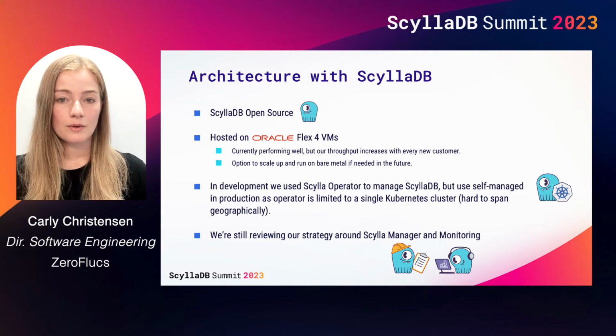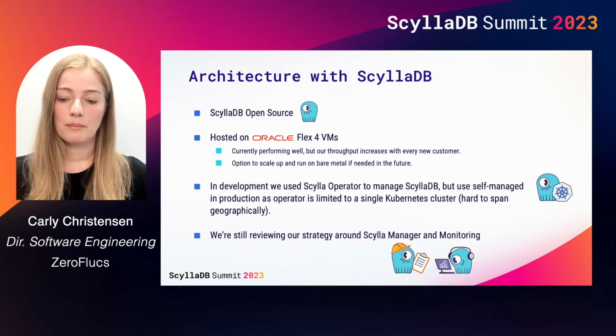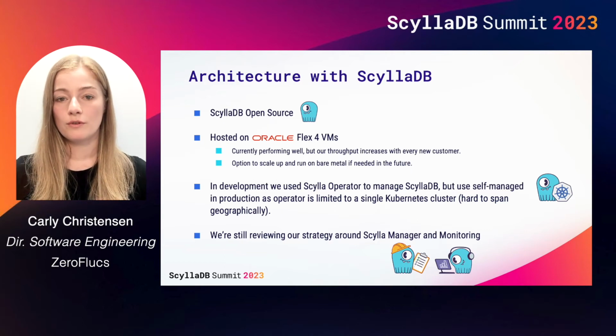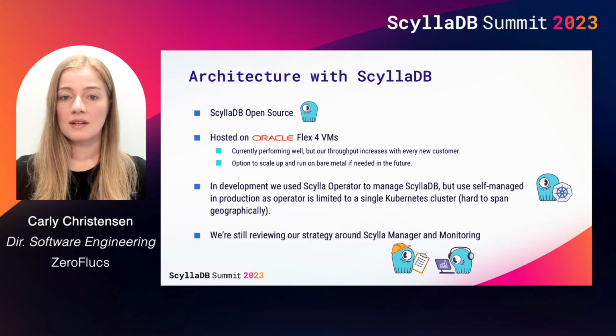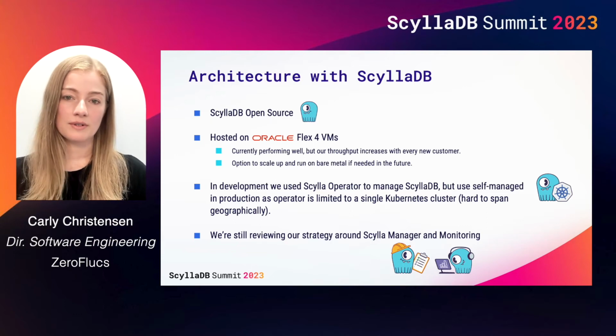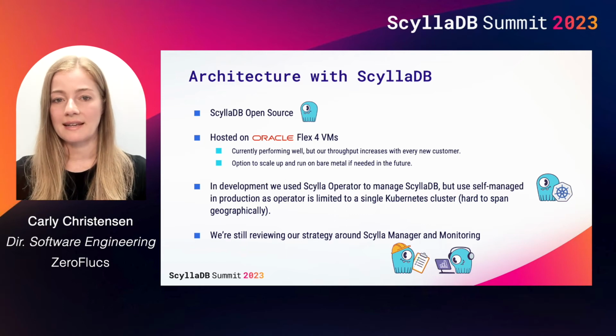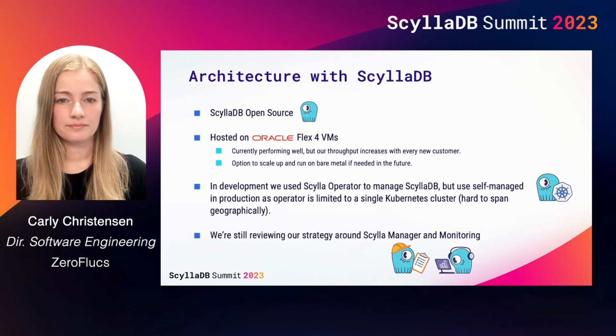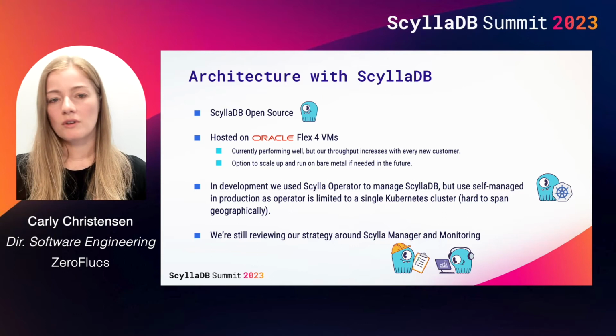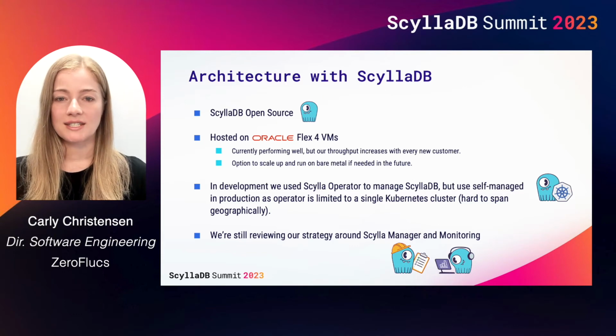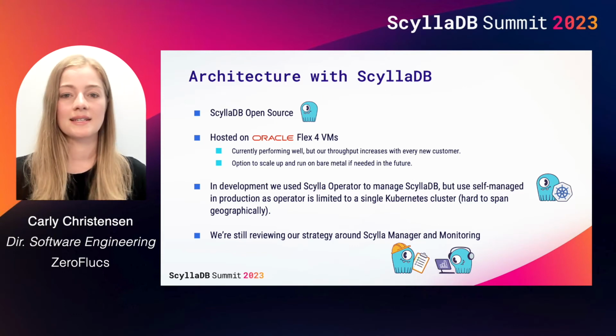In development, we use Scylla Operator, but for production, we've moved to self-managed because Scylla Operator only supports a single Kubernetes cluster, so that made it a bit difficult to scale out geographically. We're also still reviewing our strategies around Scylla Monitoring and Scylla Manager.